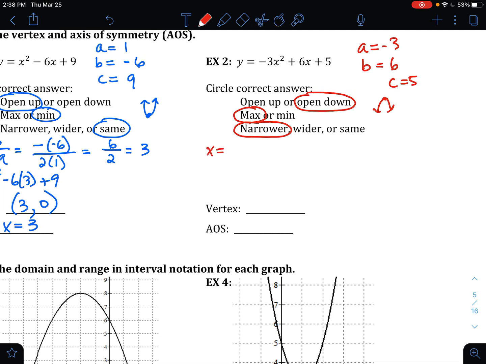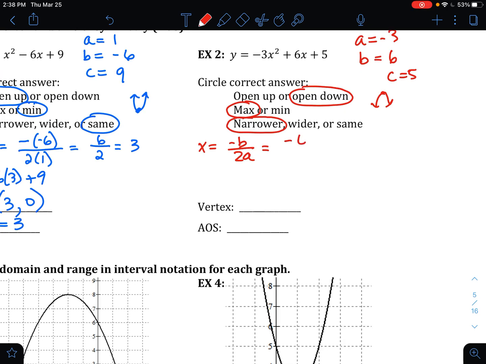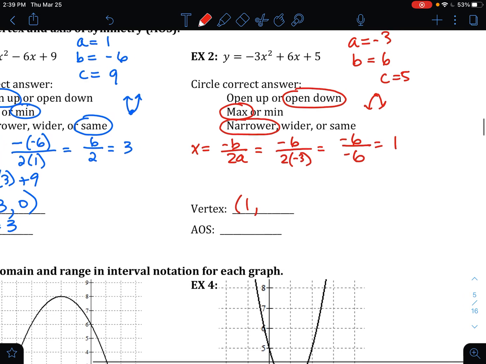All right, vertex, x equals negative b over 2a. So I'm going to have negative, my b value is 6, over 2 times my a value, which is negative 3. So that's negative 6 over negative 6. Negative 6 divided by negative 6 is 1. So my vertex is 1 comma something.